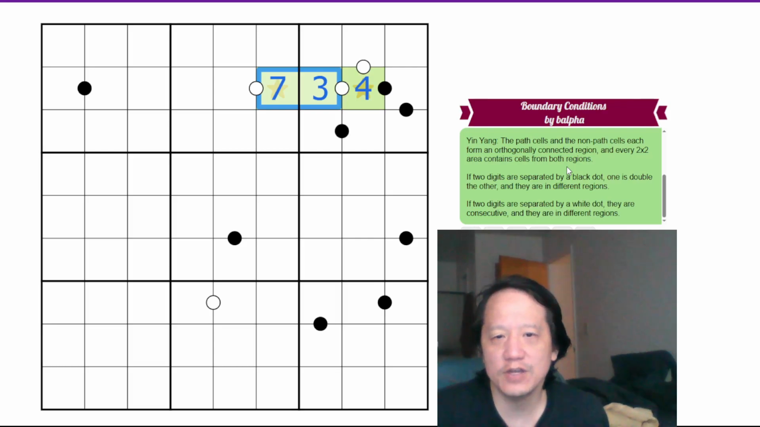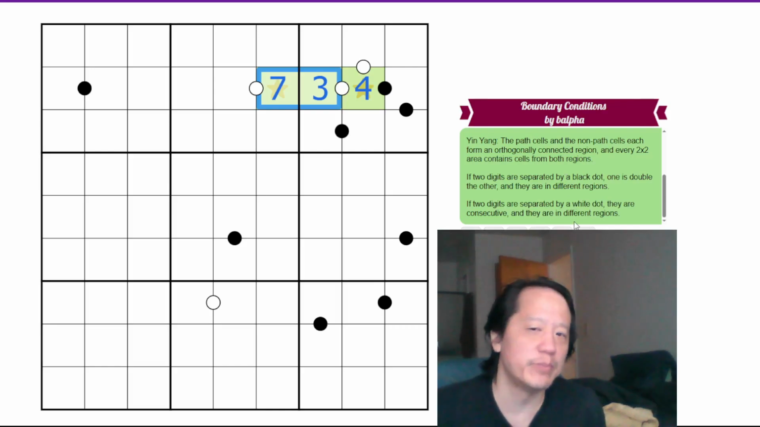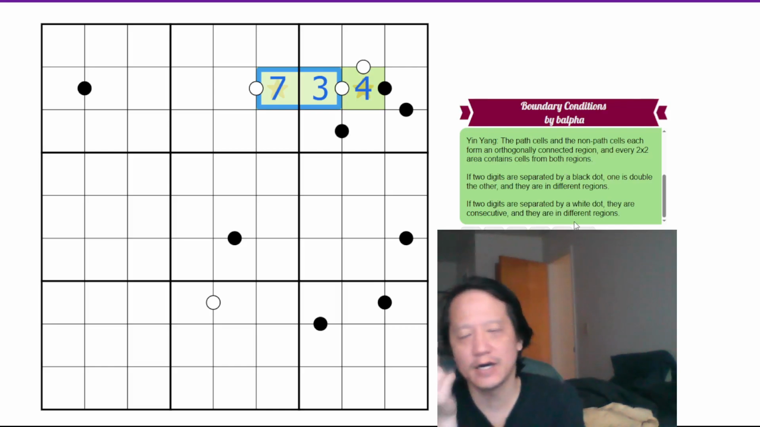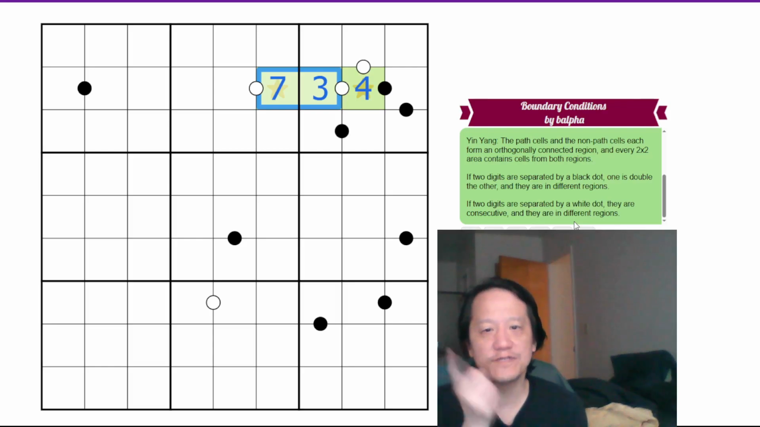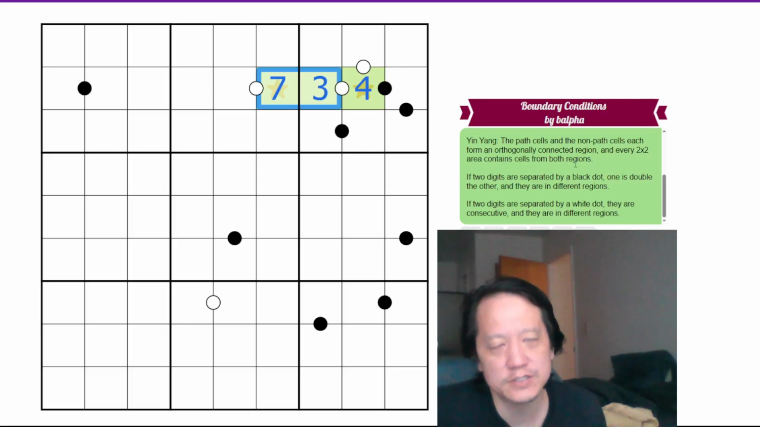We have yin-yang shading, where the path cells and the non-path cells each form an orthogonally connected region, and every 2x2 area contains cells from both regions.